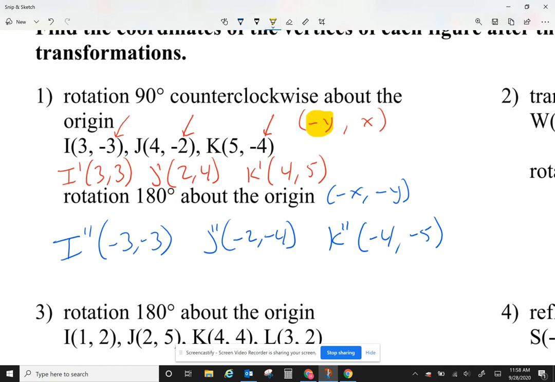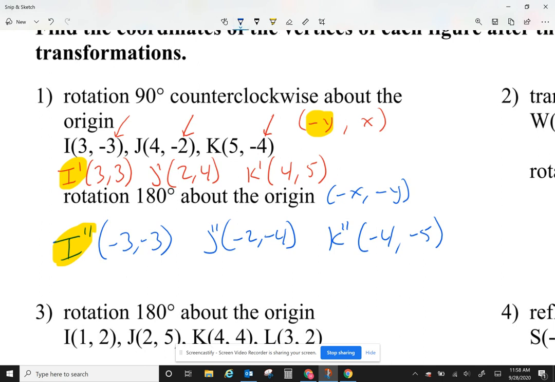Notice how at the beginning, when I did the first transformation, I took a look at I. When I did the first transformation, I called it I prime. When I did the second transformation, I called it I double prime. So on your homework, you're going to be asked to find the coordinates of double primes.